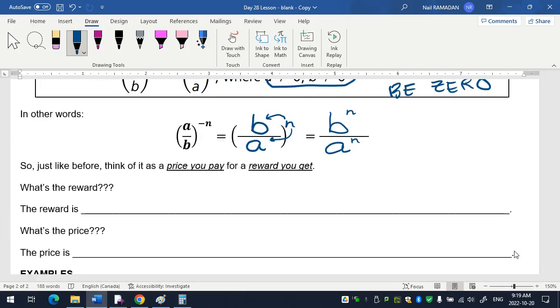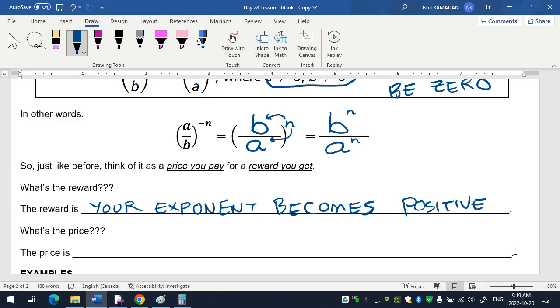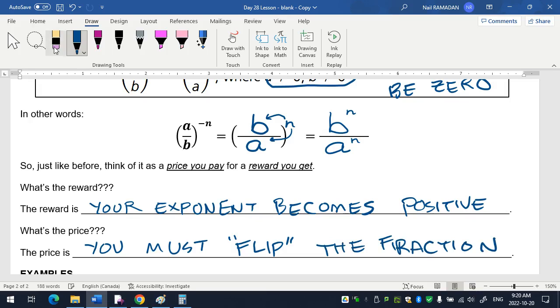All right, let's write the same thing. With a negative exponent, your exponent becomes positive, and your base, you must flip. I'm not just going to say flip the base, I'm going to say flip the fraction. Flip the fraction. All right.